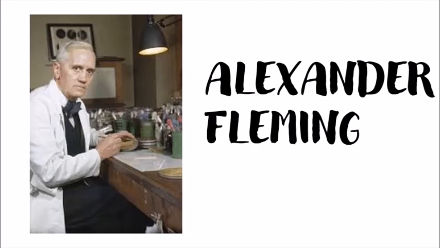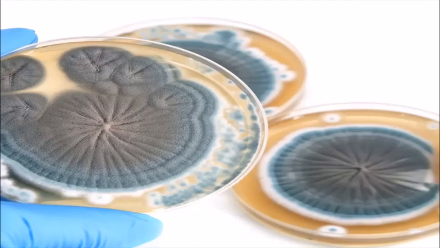The antibiotic penicillin was accidentally discovered by Professor Alexander Fleming. Alexander Fleming was studying bacteria called Staphylococci. He cultured the Staphylococci bacteria in a petri dish.